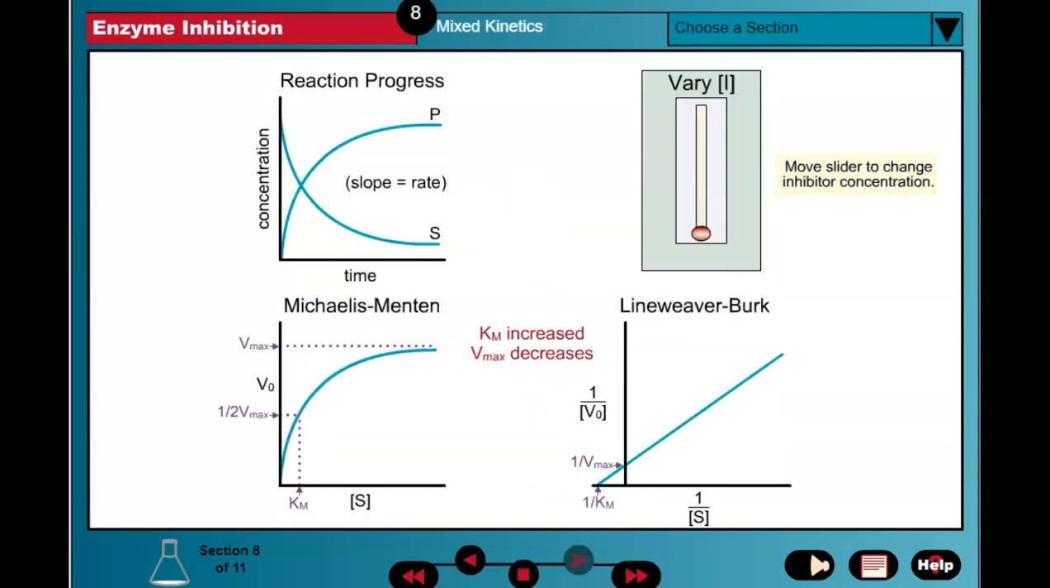Steady-state experiments performed in the presence of a mixed inhibitor demonstrate an increase in Km and a decrease in Vmax. Remember, Vmax is simply Kcat multiplied by the total enzyme concentration. Therefore, a decrease in Kcat is a decrease in Vmax.